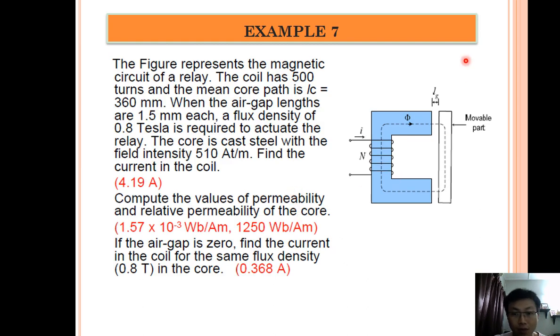So we have example 7 as well. Have a try. We will discuss that in the next session.